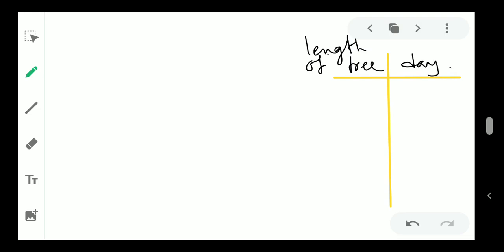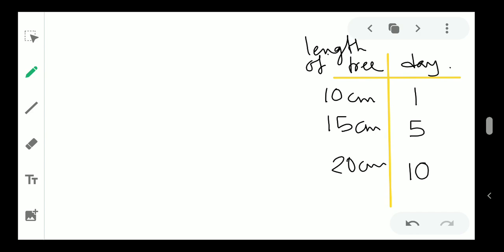So on the first day, you have seen that the length of the tree is only 10 centimeter. Then on the fifth day the length is 15 centimeter. Then you have seen that on the 10th day it is 20 centimeter. Okay, so how to show this in the graph?